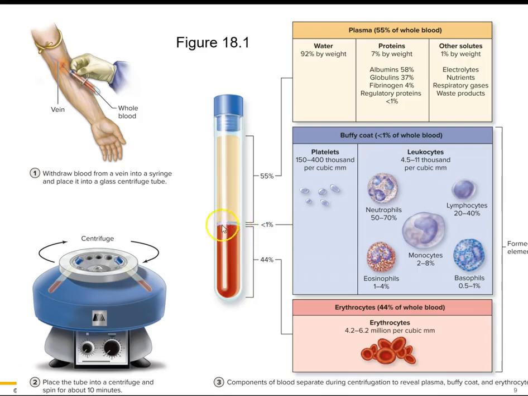Then you look at this very thin middle layer, the buffy coat, and that's going to be composed of platelets and the various different white blood cells, which we'll talk about here shortly. And then finally the bottom layer, which is composed of red blood cells. And remember, this bottom layer makes up about 44% of whole blood.